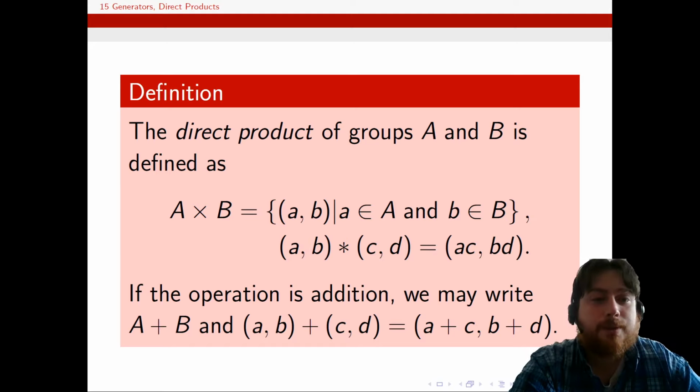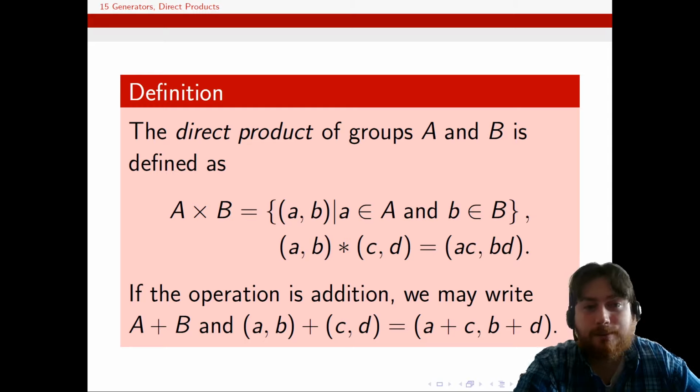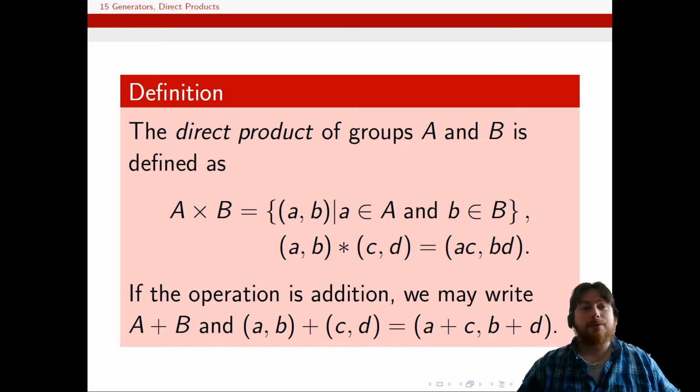In particular, if we have two groups A and B, we're going to define the direct product as our new set, which is just going to be the Cartesian product. That is, our set will consist of ordered pairs where the first entry is from the first group and the second entry is from the second group. We then define our operation component-wise. So we just multiply or add, depending on what operation we're using, the first entry by the first entry and the second entry by the second entry.